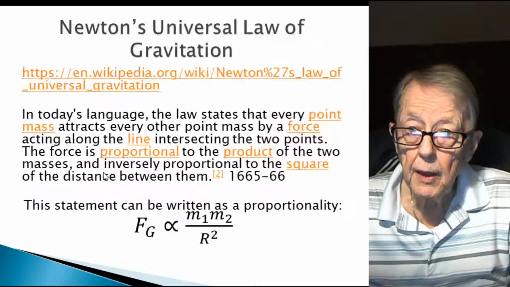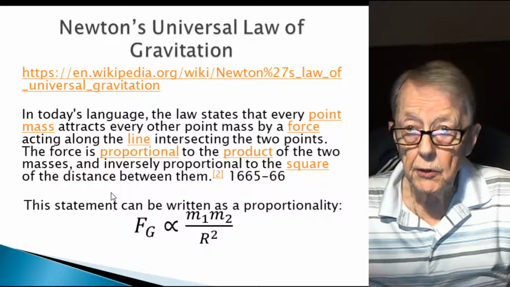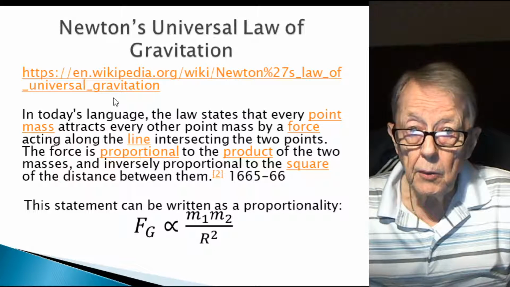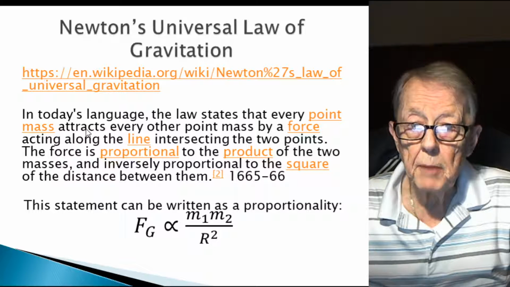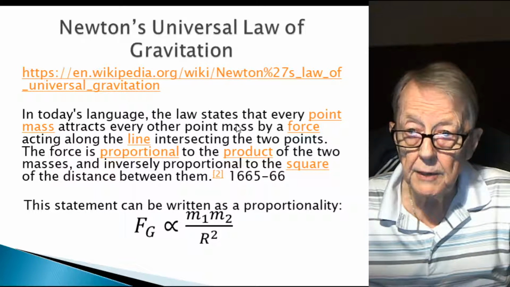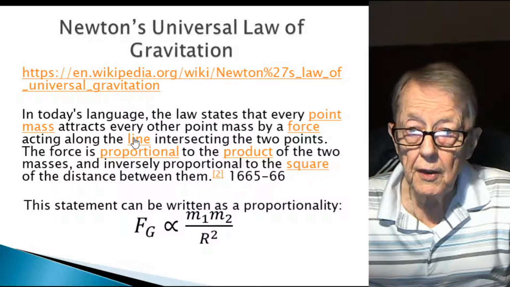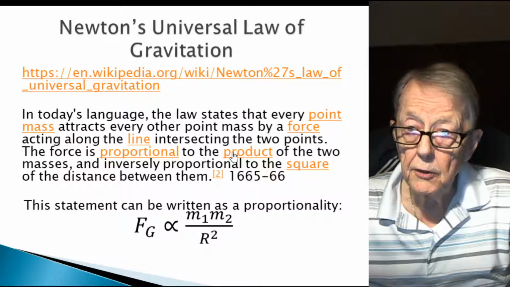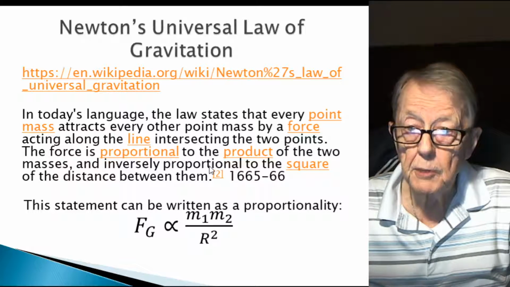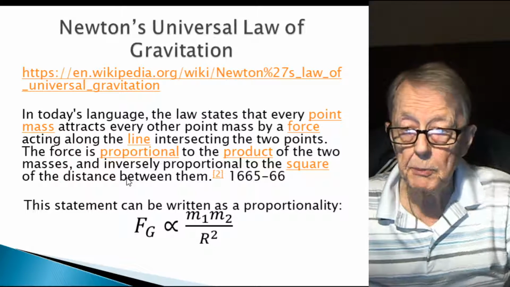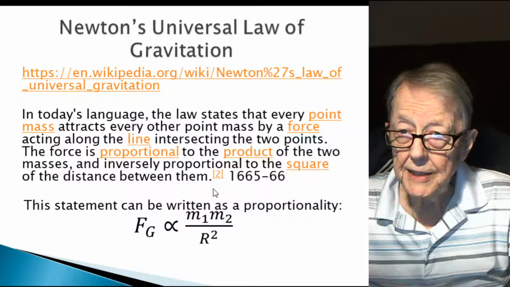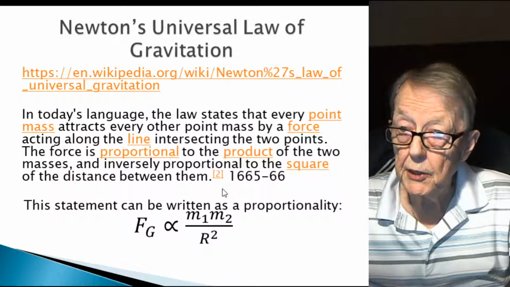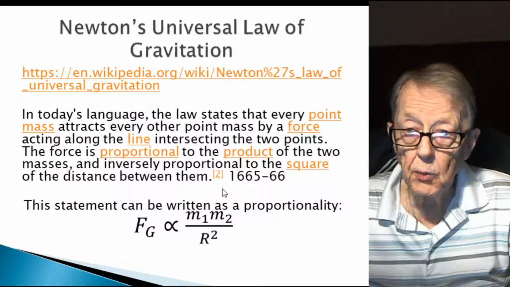So let's look at Newton's universal law of gravitation. Wikipedia states it this way. In today's language, the law states that every point mass attracts every other point mass as a force acting along the line intersecting the two points. The force is proportional to the product of the two masses and inversely proportional to the square of the distance between them. Newton did this work in 1665-66 when he was a young man, primarily in his 20s.